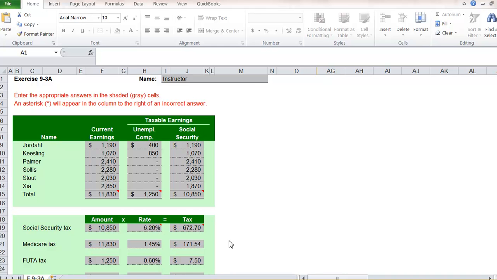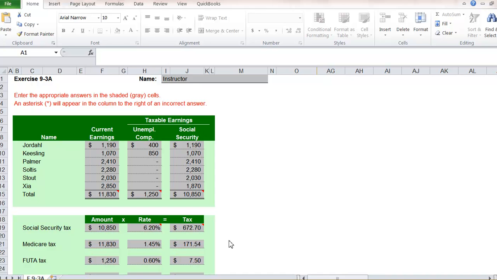Chapter 9-3A, we're going to be looking at the calculation of taxable earnings and employer payroll taxes and preparation of journal entry. So in your textbook for the back of Chapter 9, for example 3A, we have a list of all of our employees. You also have that in front of you. And then they give us their cumulative pay before current earnings and then our gross pay, current gross pay.